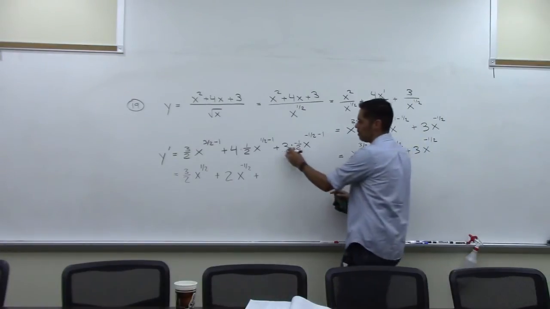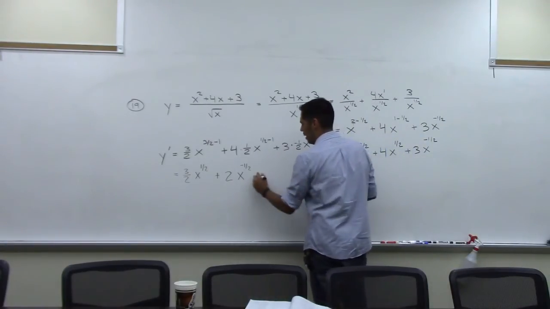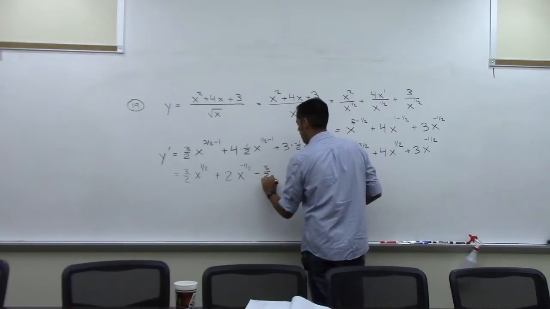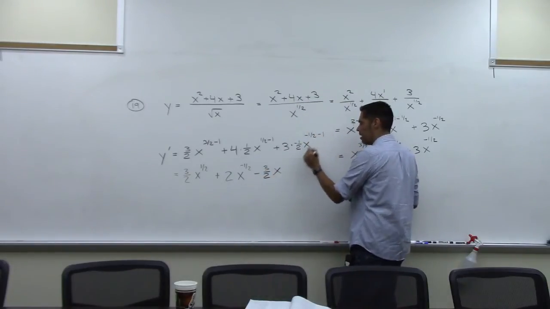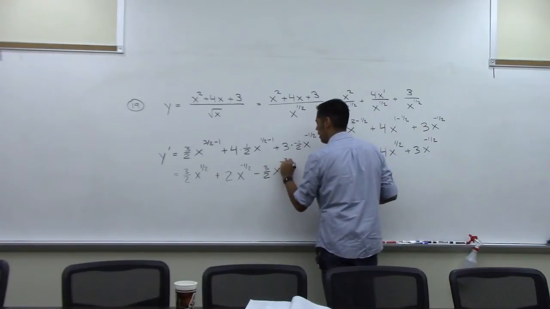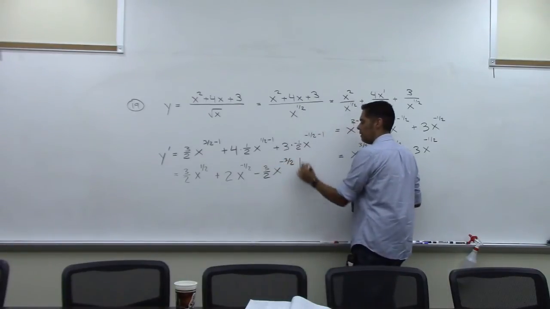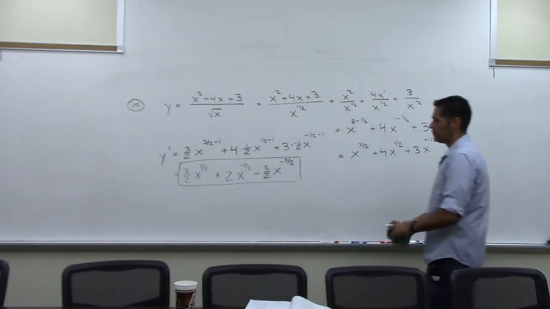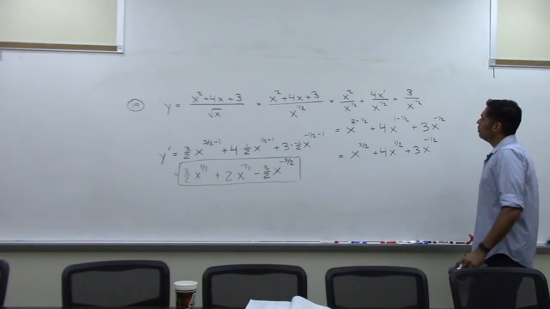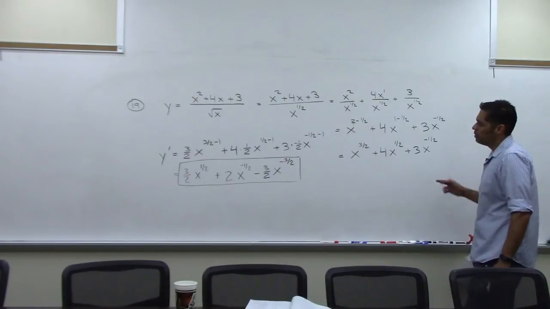So when I do the 3 times the negative 1/2, I actually get negative 3/2. And then x to the negative 1/2 minus 1, get a common denominator, you should get negative 3/2. That should be it. We can just leave it like that. Negative 1/2, yeah, okay.